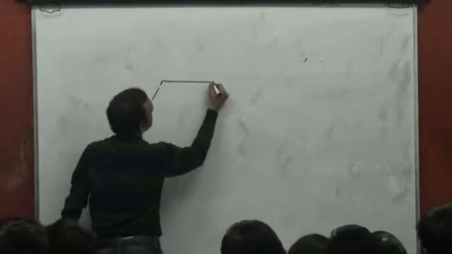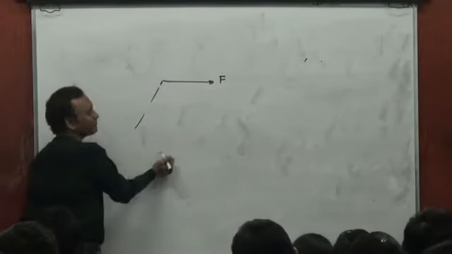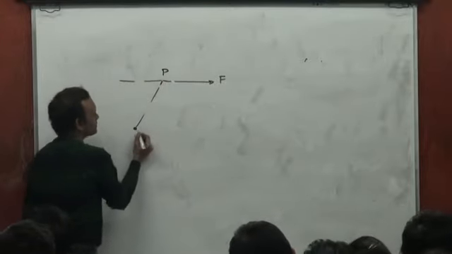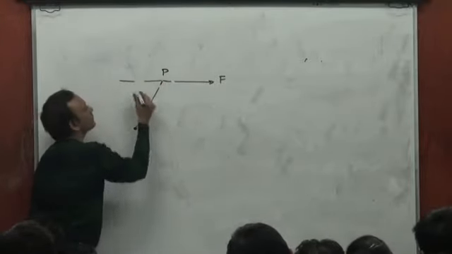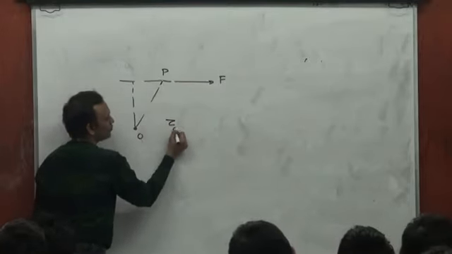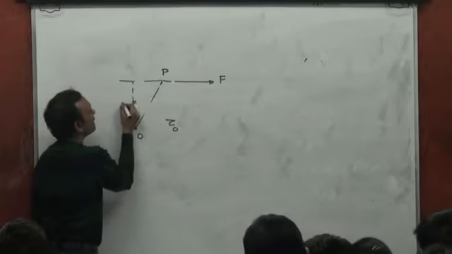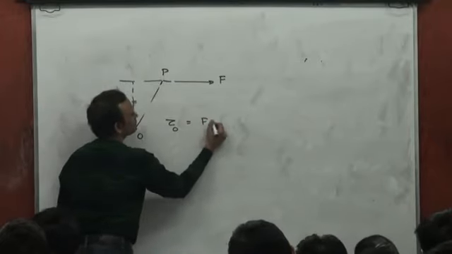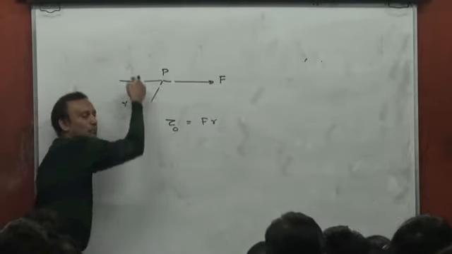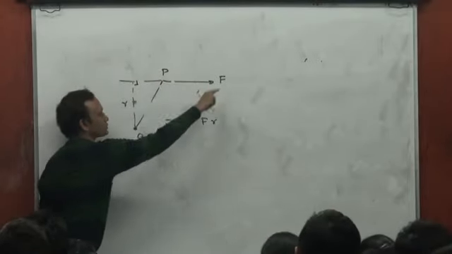If this was a force F, the magnitude of the force is F. The force acts at a point P, and this was a point O. Then the torque about O has a magnitude which is F into R. F into R is the torque about O, where this is the moment arm. This is the moment arm, this is the line of action of the force.